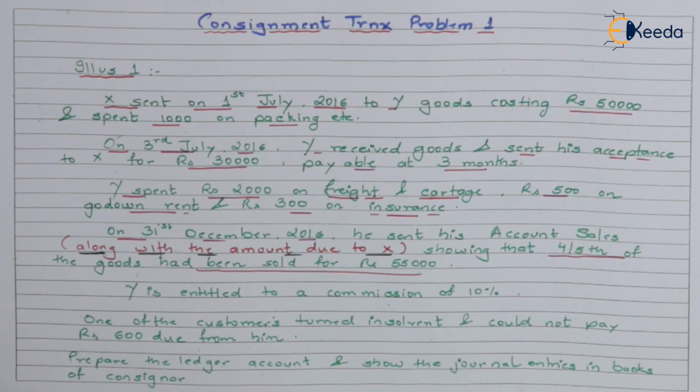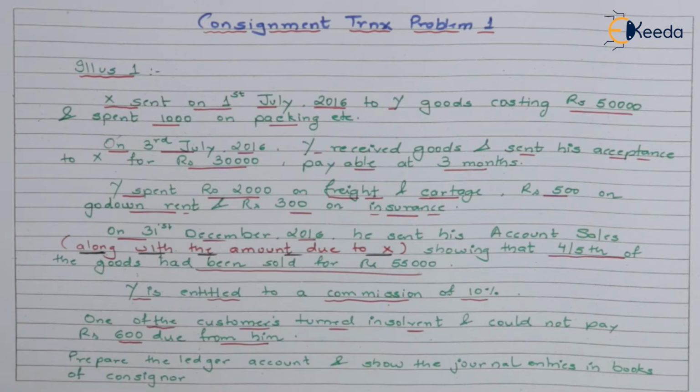Now the next line states that Y is entitled to a commission of 10%. That means he is supposed to receive 10% commission on the sales done. Out of the customers Y sold the goods to, one customer became insolvent and wasn't able to pay the amount due, which is rupees 600. So that customer was supposed to pay rupees 600 to Y, but he failed to do that. We have to prepare the ledger account and show the journal entries in the books of the consigner here.